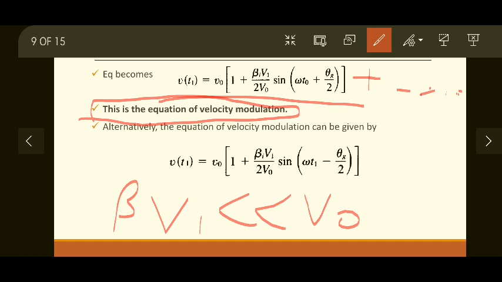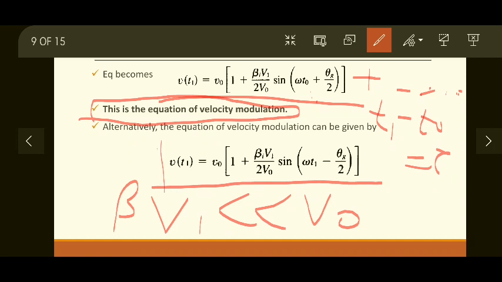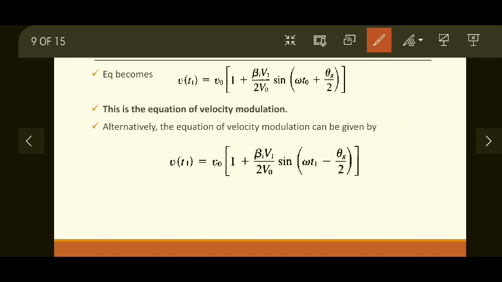You can also rearrange this and find the equation in terms of t1 also, because this equation is in terms of t0. You can find it in terms of t1 by using the relation t1 minus t0 is equal to tau, and calculate this type of equation also. But the important equation is this one. Both are equally good.